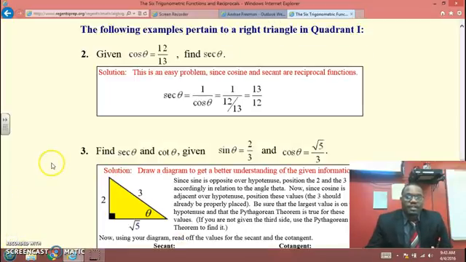Okay, let's look at these 2 examples. If I give you that the cosine of theta is 12 over 13, find secant of theta. Well, this is easy because secant is simply 1 over cosine, which means the reciprocal. So they show you that if I put 1 over 12 over 13, when you simplify that in your calculator or on your paper, you should get 13 over 12. So if I give you the cosine, you ought to be able to tell me what the secant is, and vice versa, because they're reciprocals of one another.